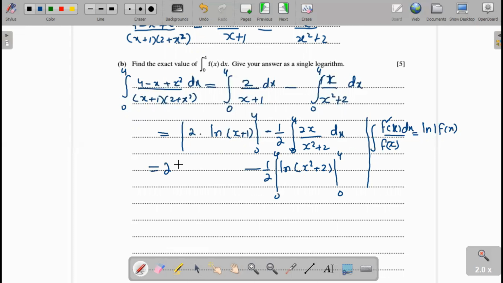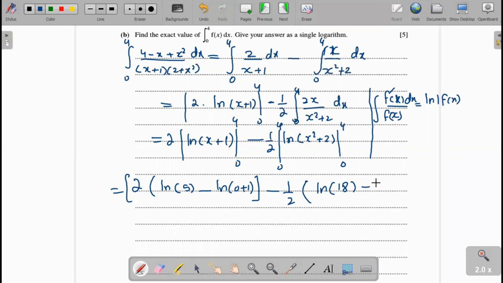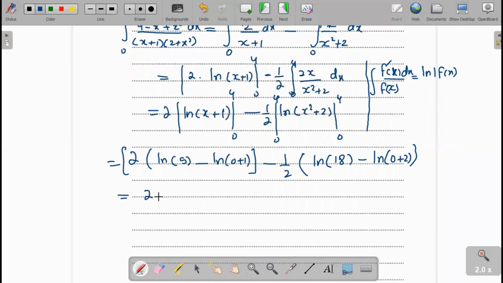Now here is also 2 into ln x plus 1, 0 to 4. Now we apply the limits, and now this value will become ln 4 plus 1 is 5, and minus ln 0 plus 1, and the second value will be minus 1 over 2 ln 4 square is 16 plus 2 is 18 minus ln 0 plus 2. Now that value will be equal to 2 ln 5 minus ln 1, which is 0. We can write it as 0 minus 1 over 2 ln 18 plus 1 over 2 ln 2.